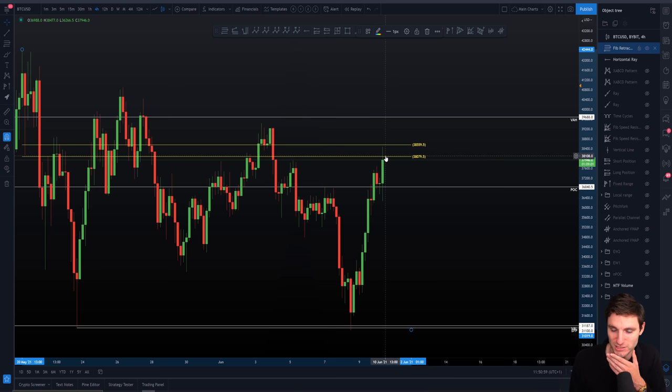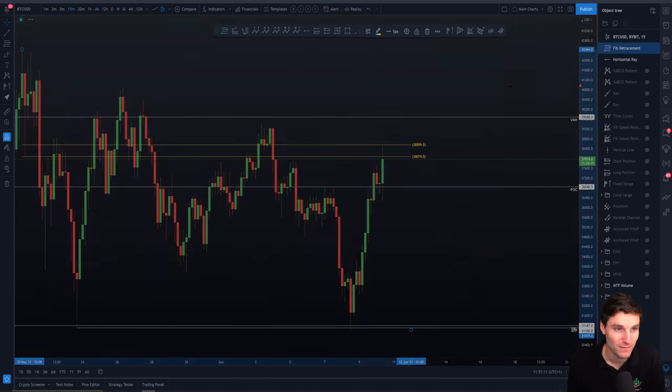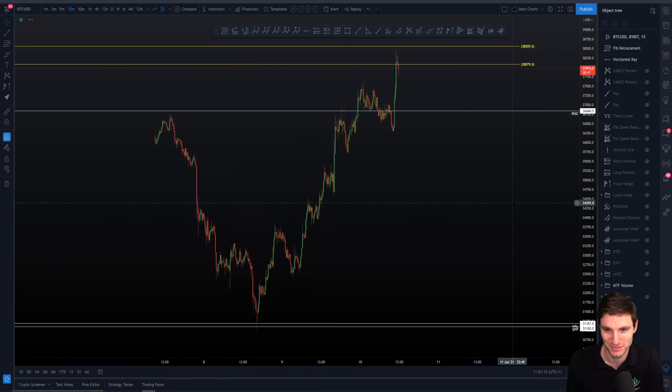Longing here is just like, who longs here? Who longs into this CC resistance? And who shorts down here? I digress, because I don't want to talk about it.